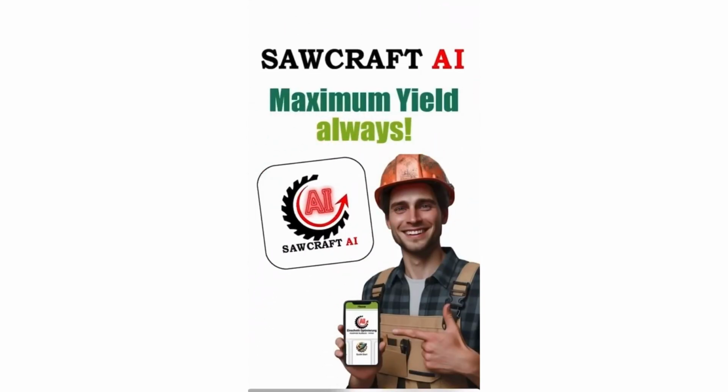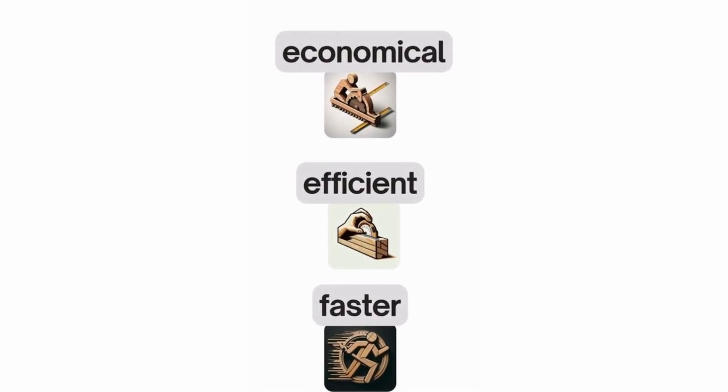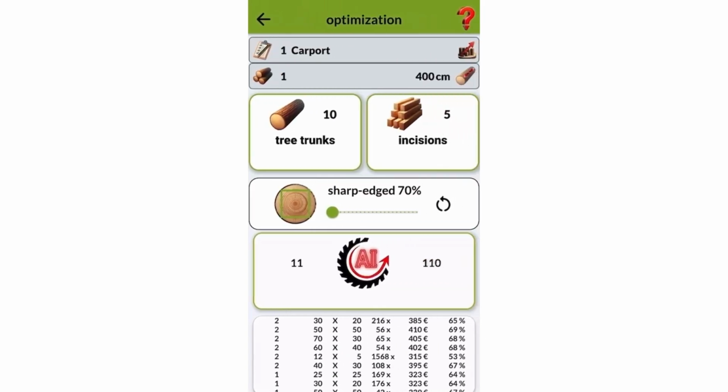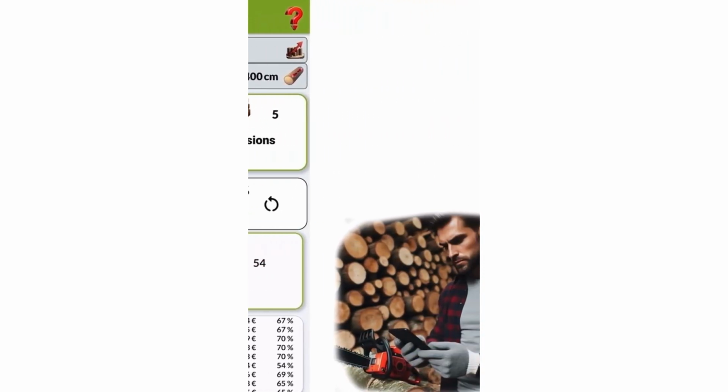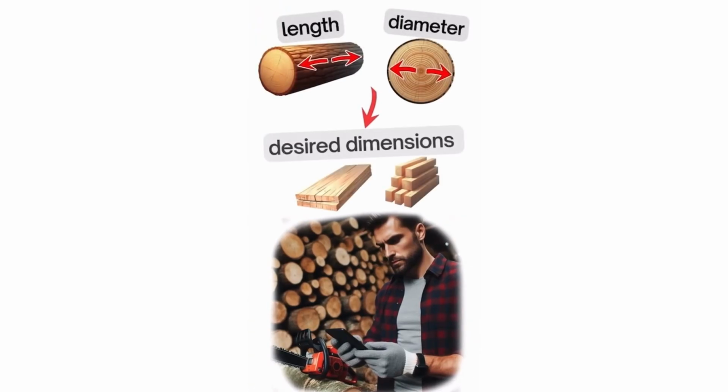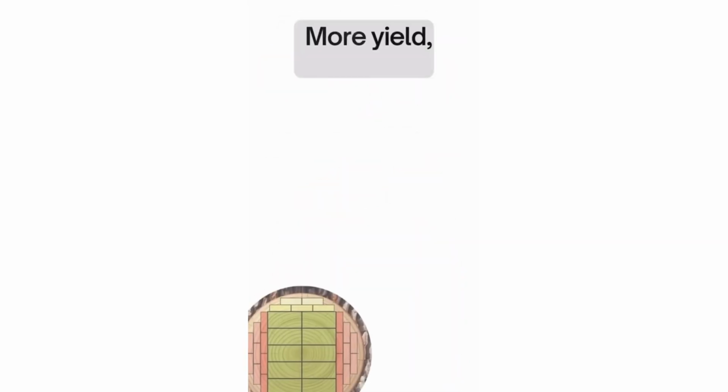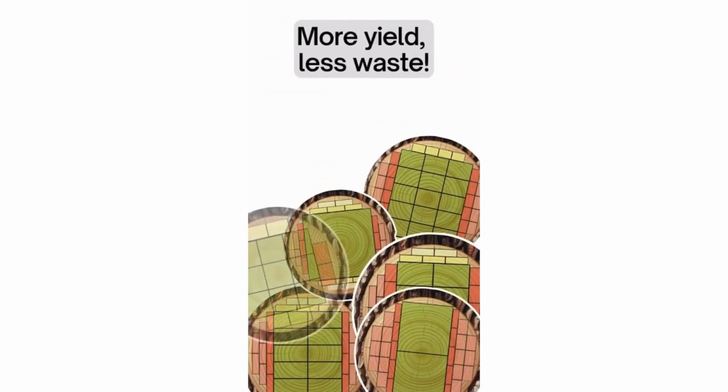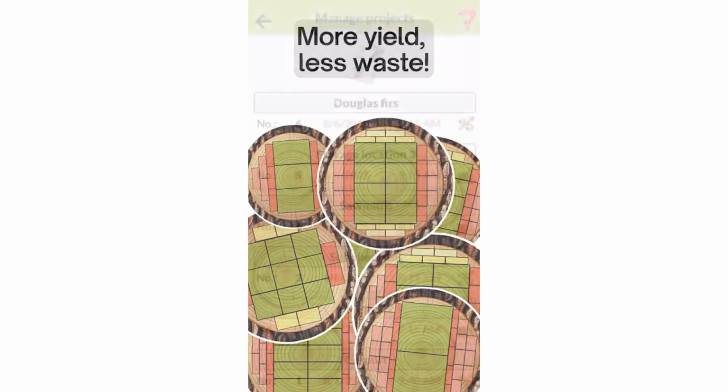The SawCraft AI app is specifically developed for sawmills to make the sawing process more economical, efficient, and faster. The main function is to calculate the optimal cutting options for each log within seconds. After entering the length, diameter, and desired dimensions for boards and beams, the tool automatically generates precise cutting patterns that maximize yield and save planning time.